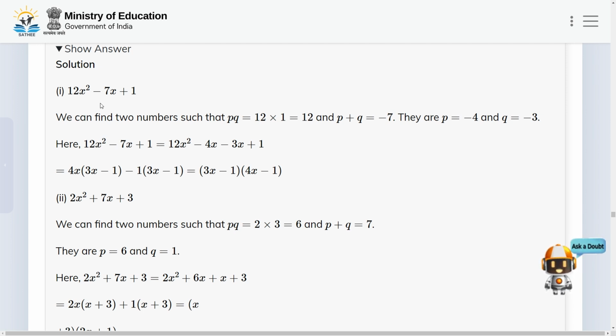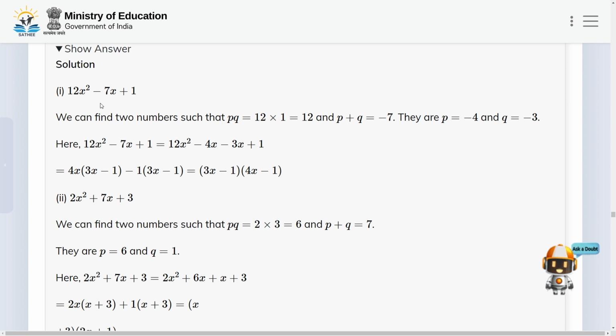So we can find two numbers p and q such that pq is equal to 12 into 1, and p plus q is equal to minus 7. So they are p equal to minus 4 and q equal to minus 3. This is the middle term factors method. Here we split the middle term minus 7x as minus 4x minus 3x, so that minus 3x into minus 4x is equal to 12x square.